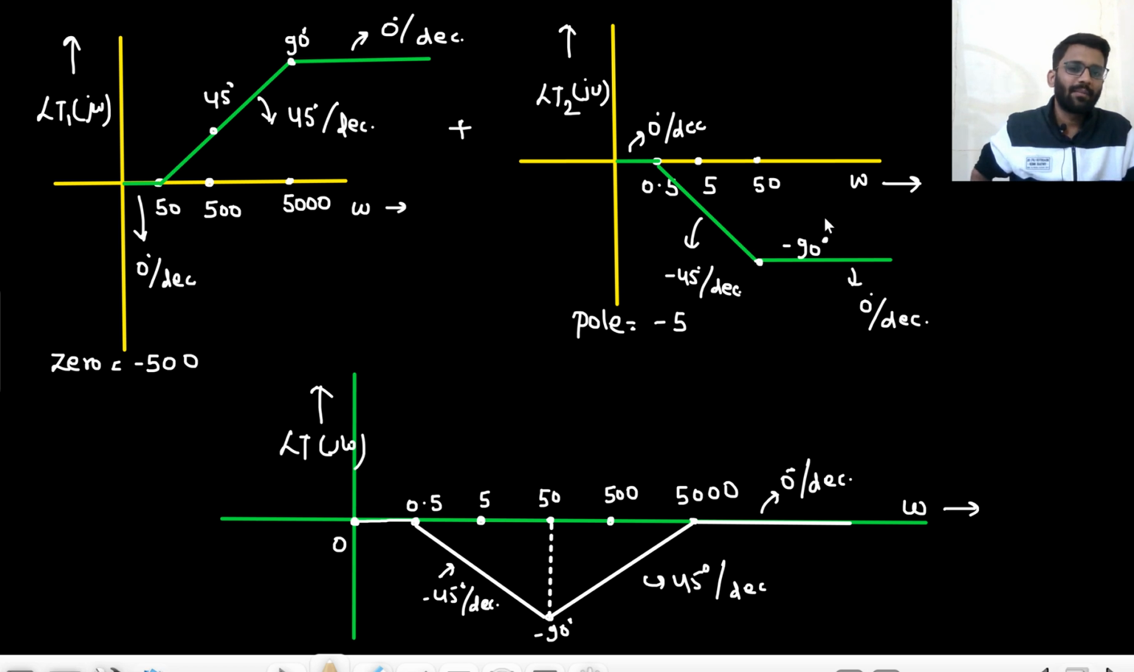And also you can recheck minus 90 plus 90. At omega goes to infinity, you are having 90 degree angle, and at omega goes to infinity, you are having minus 90 degree angle. So 90 minus 90, that means 0 degree angle. Yeah, you are having 0 degree angle at omega goes to infinity.